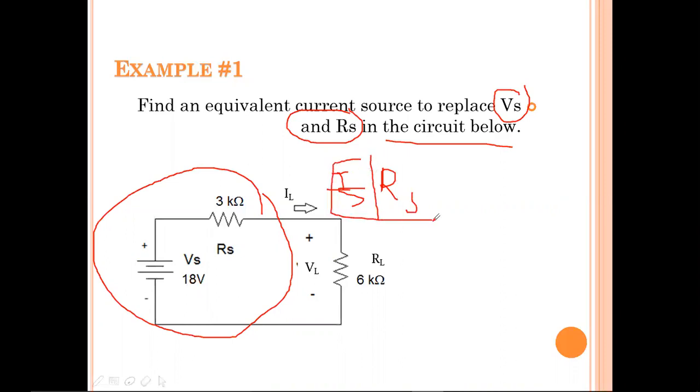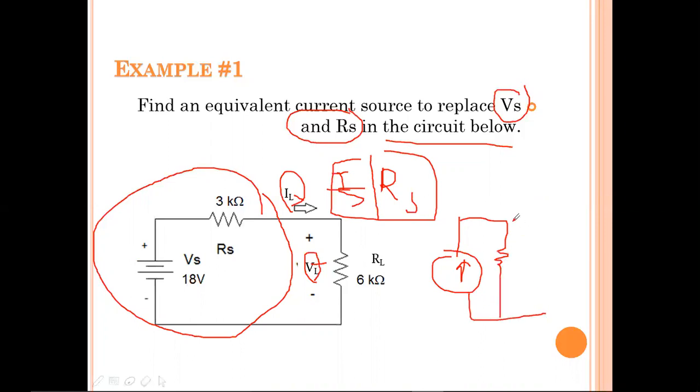So you should find these two parameters without changing this IL and VL. You should remember this: you should not change this IL and VL. So then you need to convert like this. This is the current source, and the resistance is going to be in parallel, and this is RL.